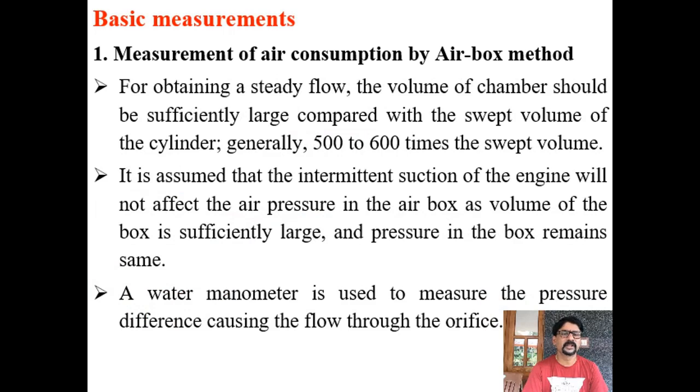Now to obtain a steady flow, the volume of the chamber is kept sufficiently large compared to the swept volume, which is generally 500 to 600 times the swept volume. You know how to calculate swept volume: pi d square by 4 into L. So you calculate the swept volume, and the size of this box is generally maintained at 500 to 600 times the swept volume. It is assumed that the intermittent suction of the engine will not affect the air pressure in the air box, as the volume of the box is sufficiently large.